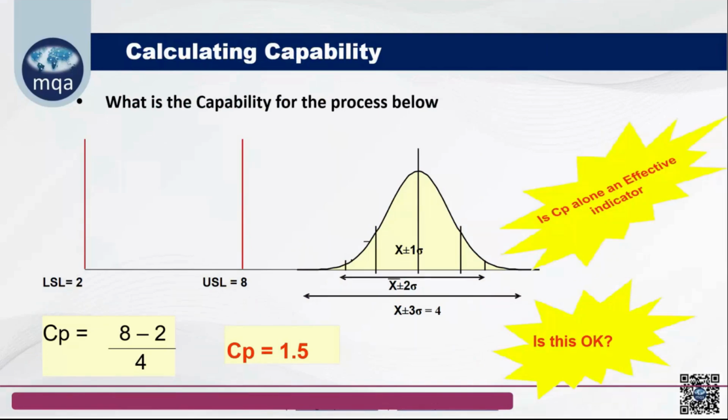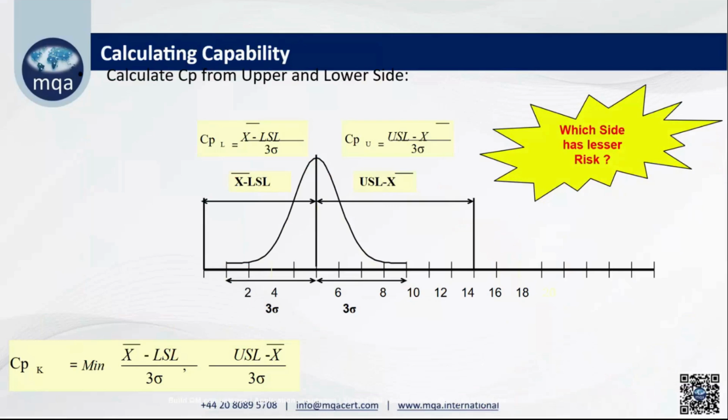Calculating the process capability. Now when we calculate here, the CP is 1.5. CP alone is not the indicator. Now we see here our spread is less. But what we see here, it is out of specification. The readings are shifted outwards, so we are not producing good parts. So CP alone is not an effective indicator. That's why we calculate CPK also.